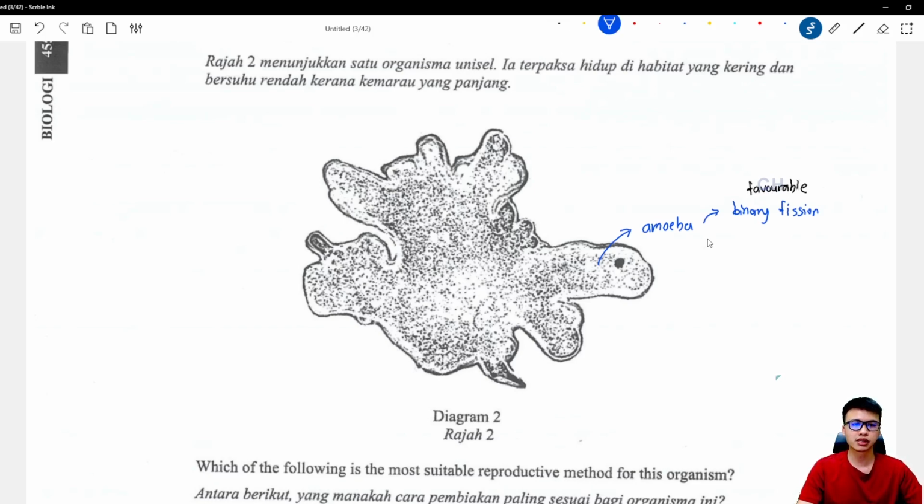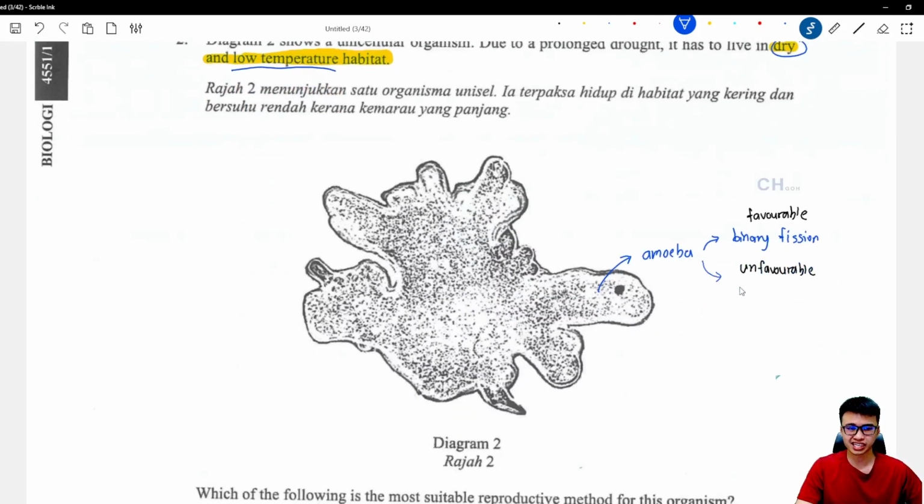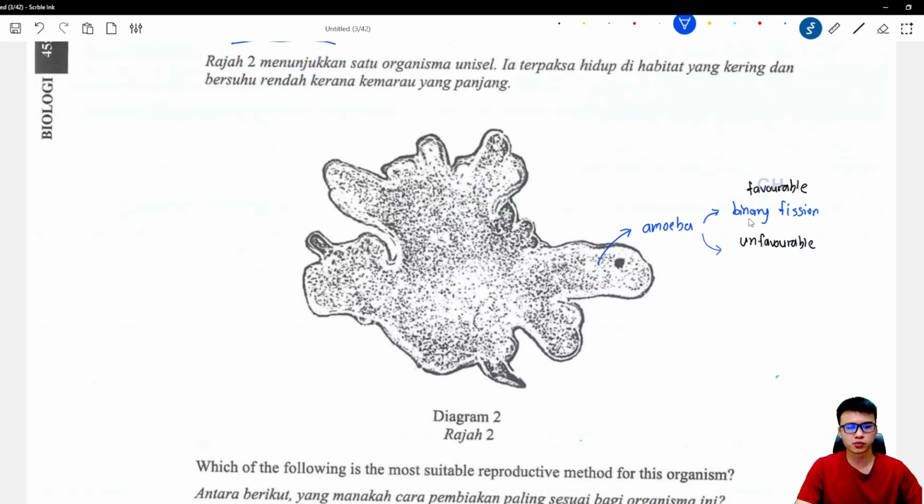Let's say the environment is not favorable. What is the meaning of unfavorable? Unfavorable means the environment is not good for the amoeba, for example, dry and low temperature. So what they will do here is they will first produce the spore. They will reproduce through spore.